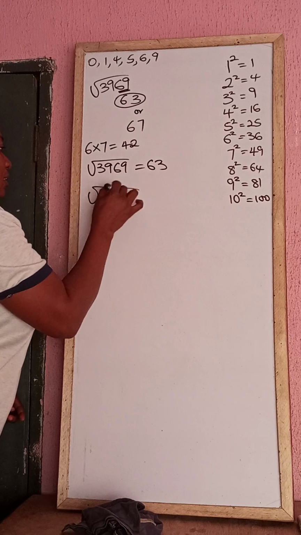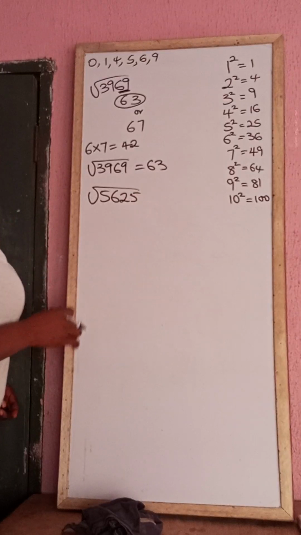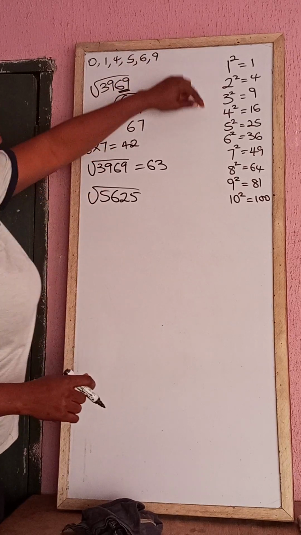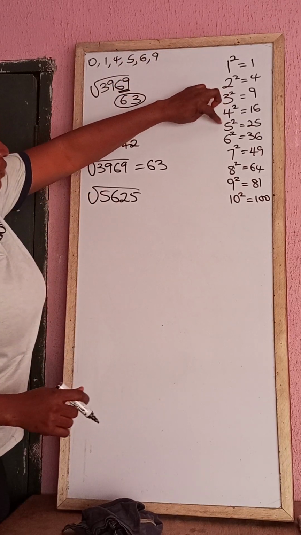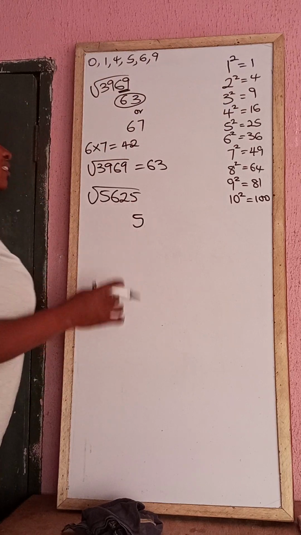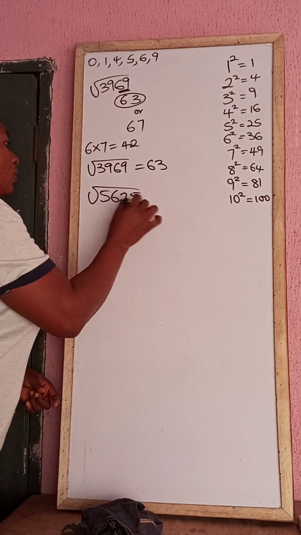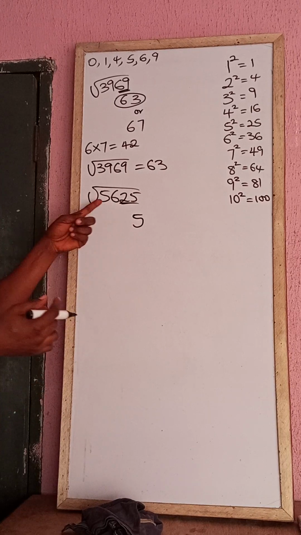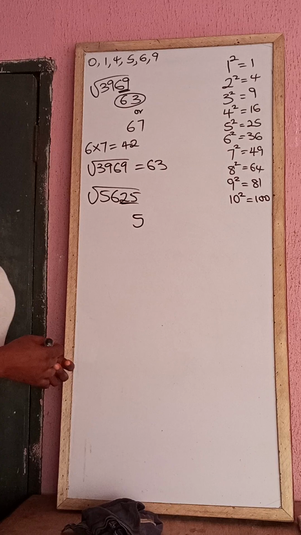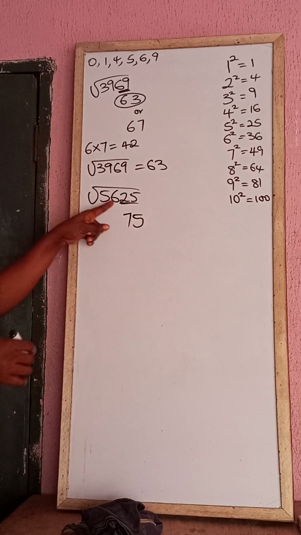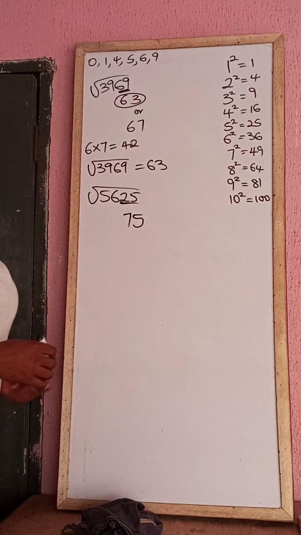Square root of 5625. Now, the last digit here is 5. And the one that leaves 5 as the last digit is also 5. 5 squared gives us 25. There is no other one, which means the last digit must be 5. Now, these 2 digits here, we have 56. The perfect square closer to 56 is 49. And the square root of 49 is 7. Automatically, the square root of 5625 is 75.